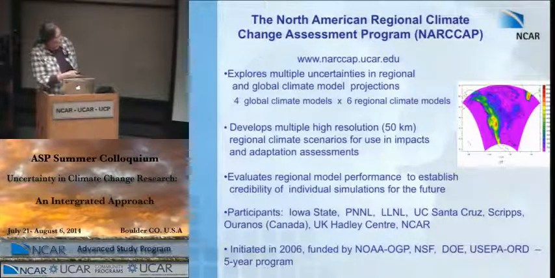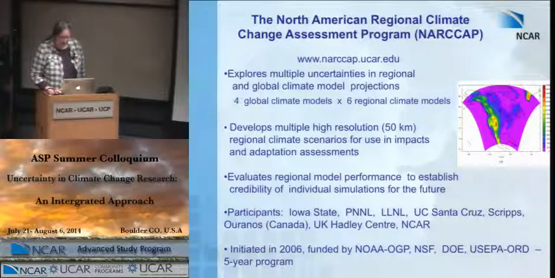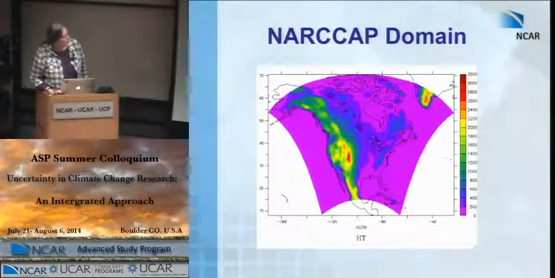And we wanted to develop this also explicitly for use in impacts and adaptation assessments. We did a careful job of evaluating the regional model's performance. It has a cast of thousands with these different entities, and it was funded by multiple US agencies. It was also an international program in that we had people from the UK Hadley Center and also Ouranos in Canada. So here's the domain at 50 kilometers.